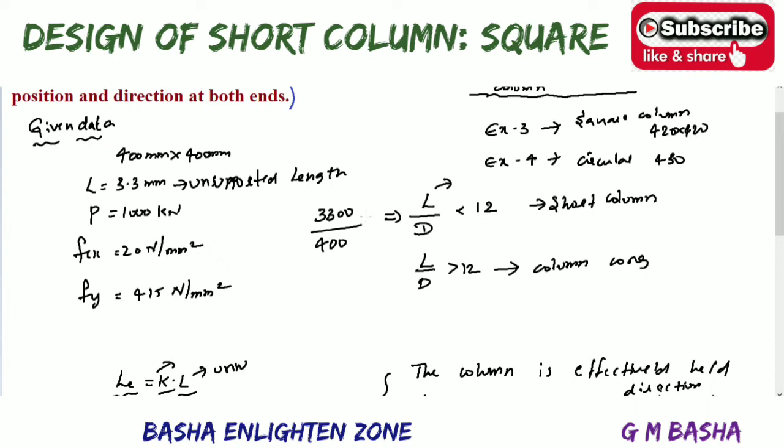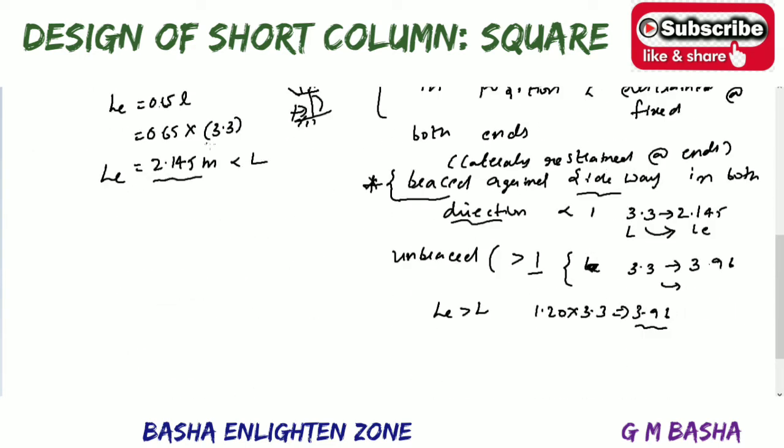That is 3300 by 400. How much will you get? The value is 8.25. So your L by D ratio is 8.25, which is less than 12. So directly, without further calculation, you get a short column. And after solving this, to check whether it is braced, LE by D is 2.145 by 400. How much will you get? You will get 5.36, which is less than 12.